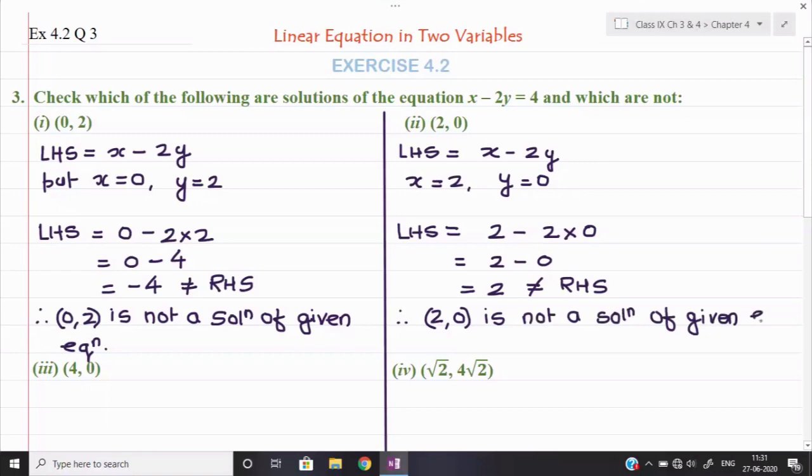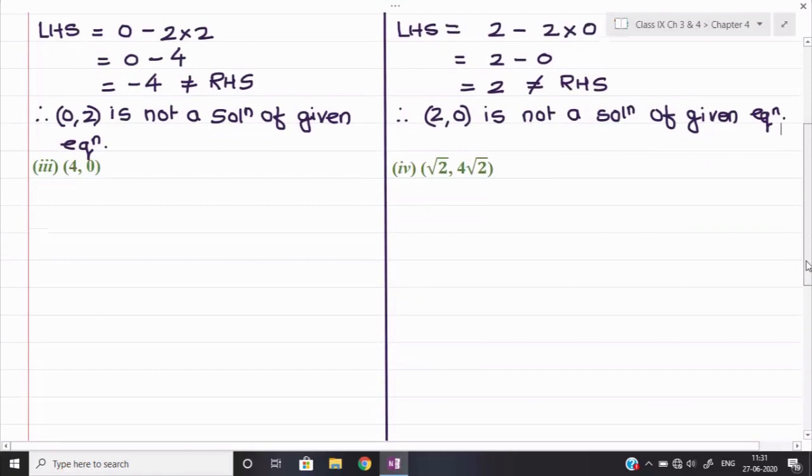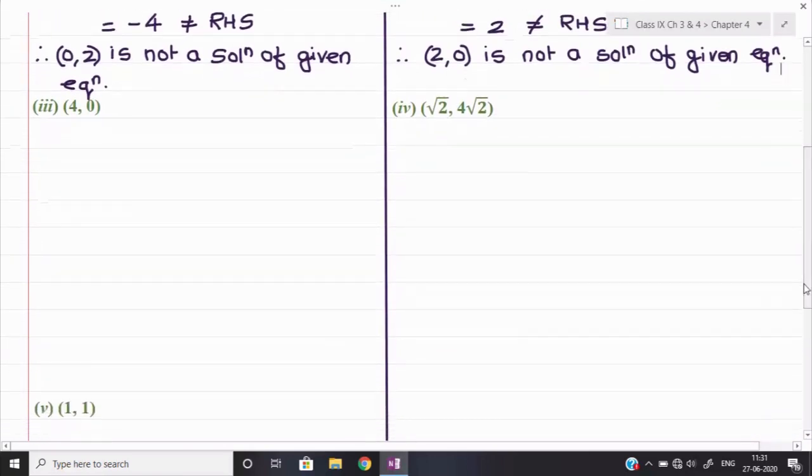Is not a solution of the given equation. In the same way we can write down the solutions of the other questions as well. Now once you see the next two questions, we are starting the solution of those two questions also. So see the next question, part number 3, which is given as (4, 0).